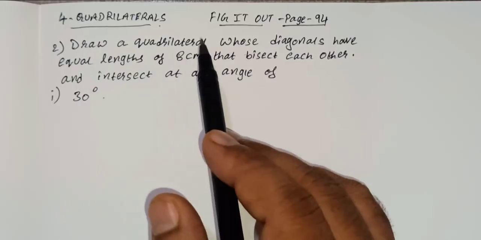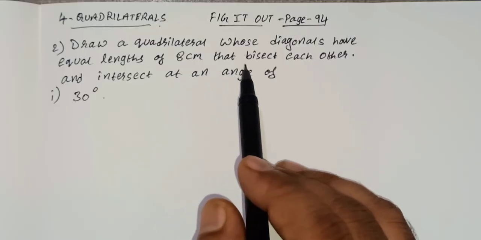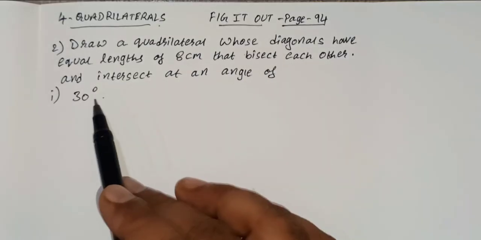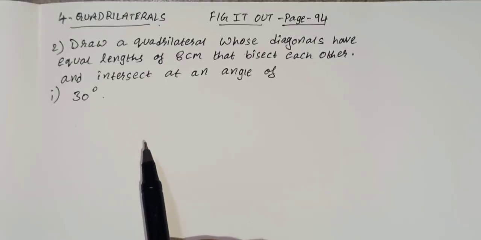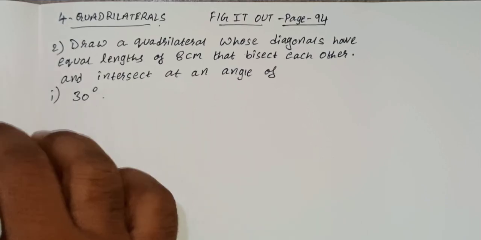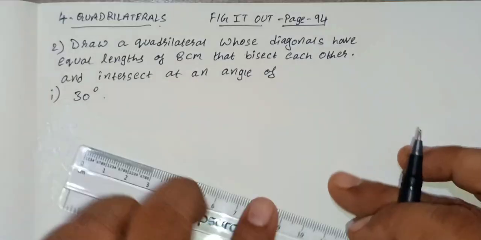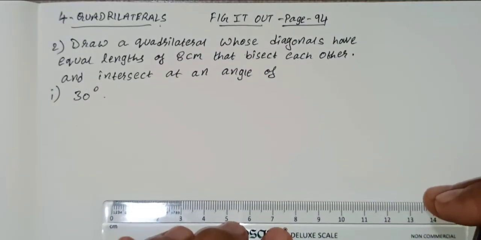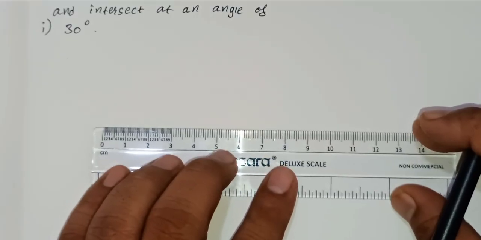Draw a quadrilateral whose diagonals have equal length of 8 centimeter, that bisect each other and intersect at an angle of 30 degree. So he's saying that draw a quadrilateral. So first we will draw an 8 centimeter line. We'll draw first an 8 centimeter line.